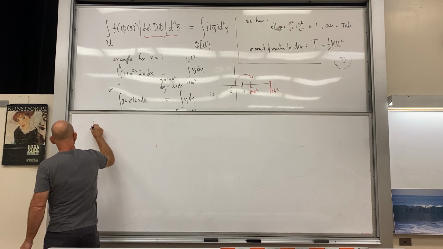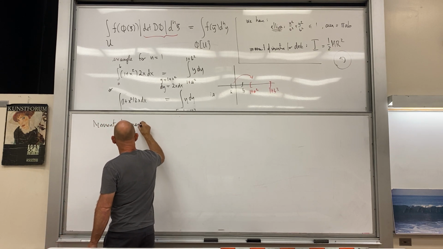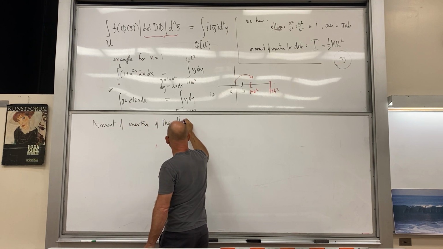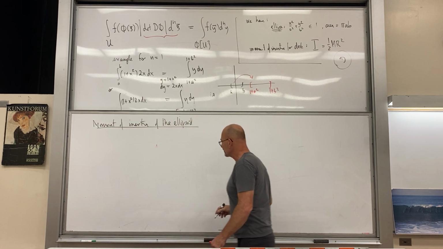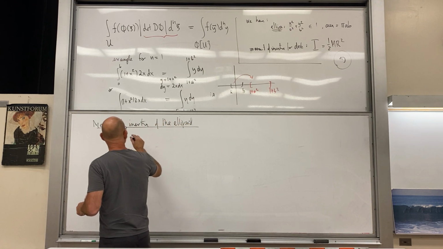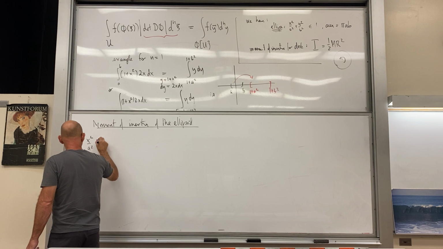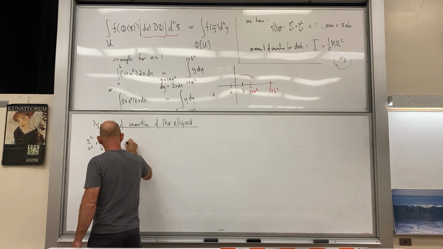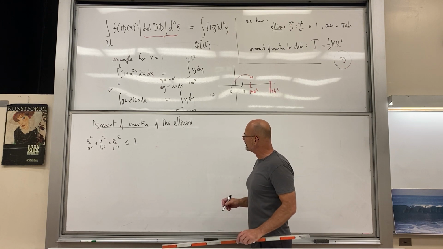So, moment of inertia of the ellipsoid. For this, since we're going to be mapping the sphere onto the ellipsoid, we have to have a couple of things set up for us. So we're going to say x squared over a squared plus y squared over b squared plus z squared over c squared is less than or equal to 1. Those are all the points x, y, z that belong to the ellipsoid.